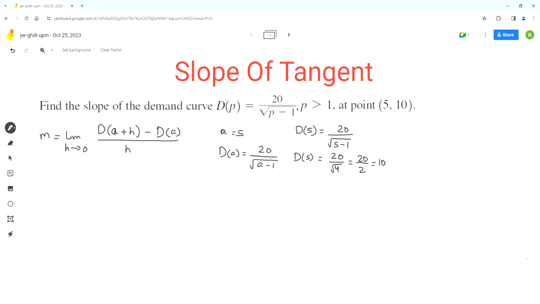Now we can write the expression for D at 5 plus h. So that will be equal to 20 over square root of 5 plus h minus 1. So now we can combine the like terms 5 and negative 1. So we get D at 5 plus h equals 20 over square root of 4 plus h.